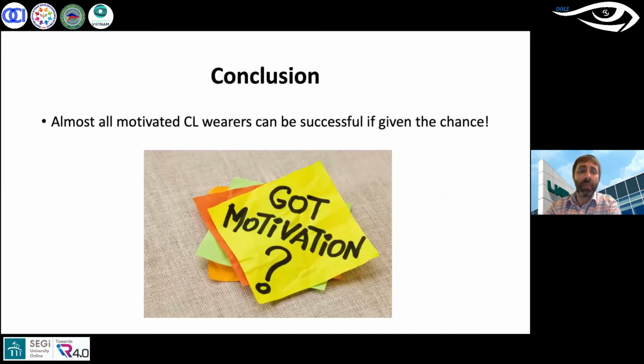So monitor them closely, and really overall, if they have motivation to wear contact lenses, they're probably going to be able to be successful if you just give them different options. It may have to be a more complex option, but I think that they can make it.